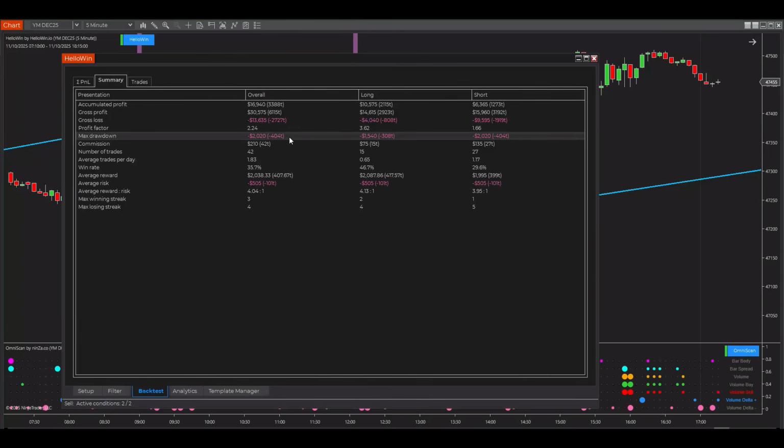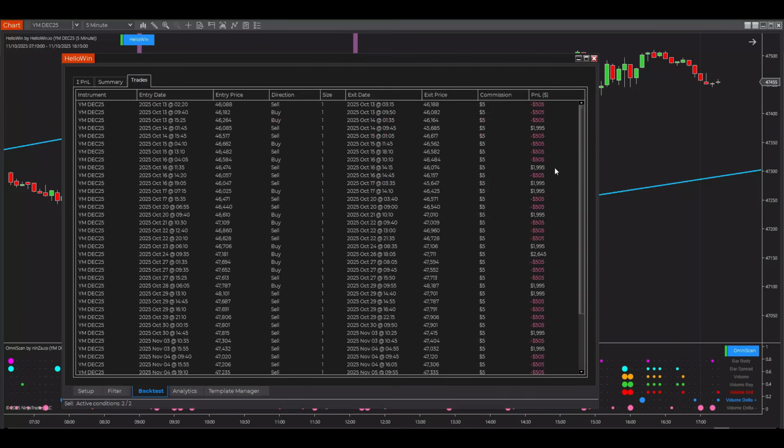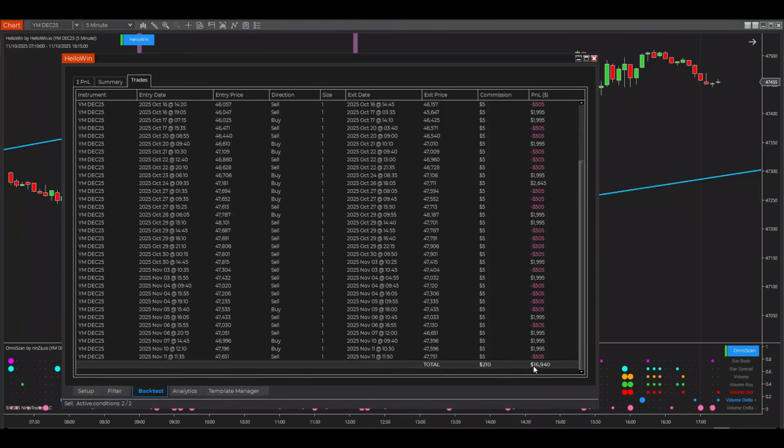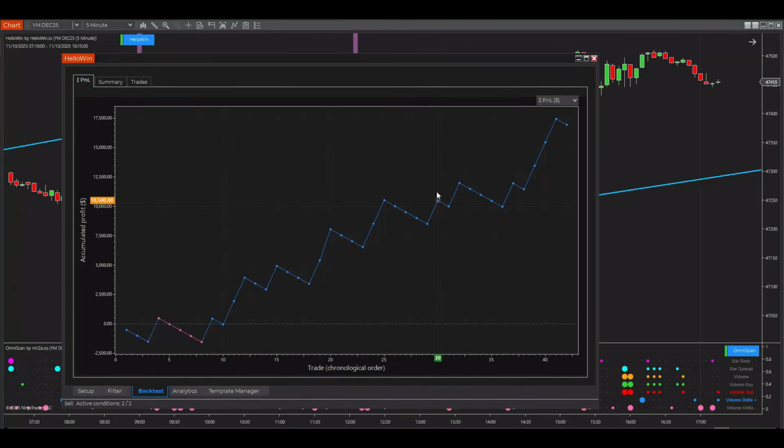Most notably, the profit factor of 2.24 is an outstanding number, indicating that the system generates more than twice the profit relative to its potential losses. This demonstrates that OmniSpectrum Scan performs strongly not only on NASDAQ, but also on Dow Jones, even with different market characteristics.